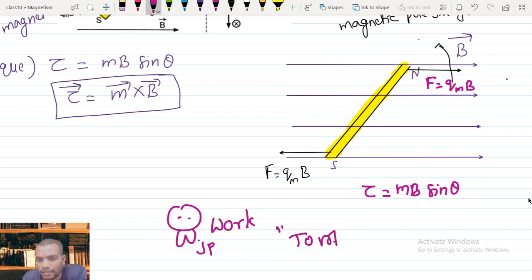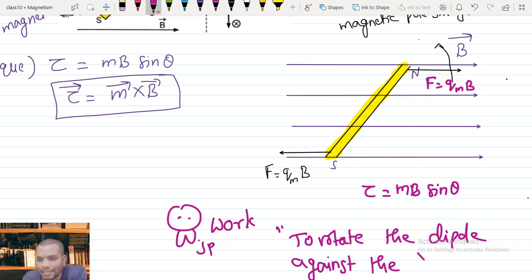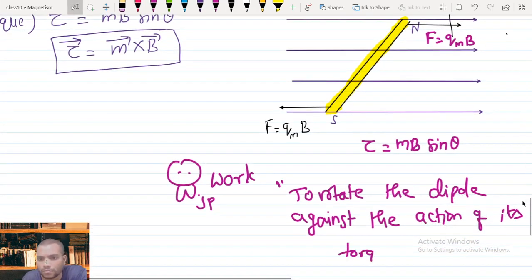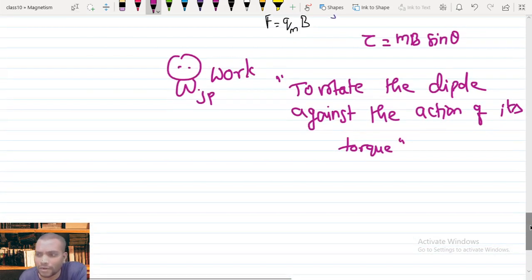So to rotate the dipole against the action of its torque. It means if the dipole is rotating in the clockwise direction, and I am doing work, that work is to counter the torque. So I am doing work against the torque. How can I write the expression for the work that I do?